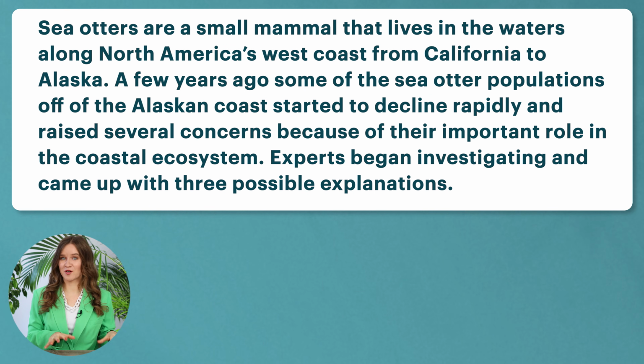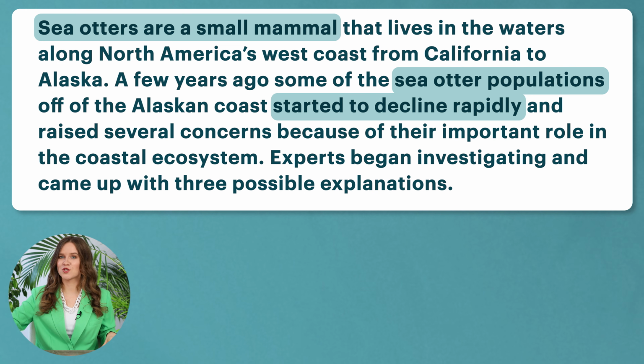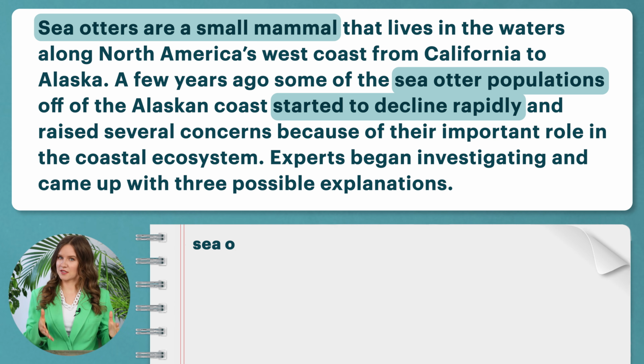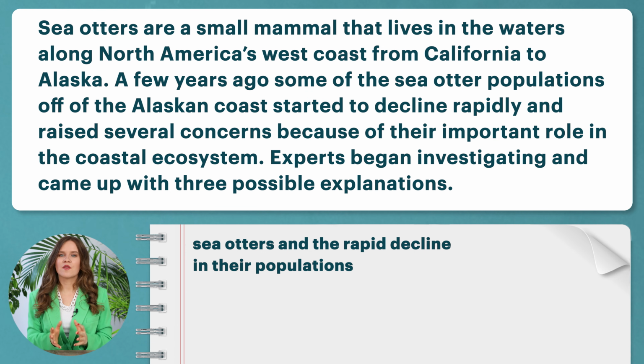After scanning the first paragraph, I learned that sea otters are mammals and that their populations started to decline rapidly. Therefore, the text is about sea otters and the rapid decline in their populations. That's what you should write in your notes. Remember that the text and lecture will always be on the same topic. So, if the text is about the decline in sea otter populations, the lecture will be too.